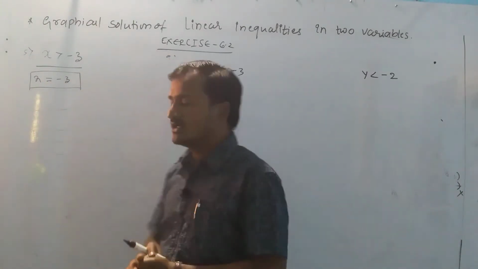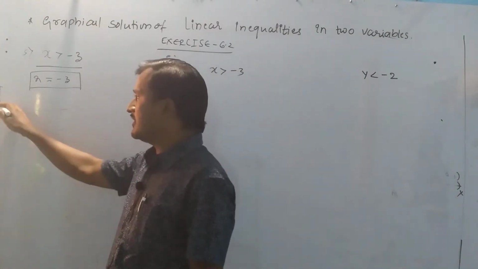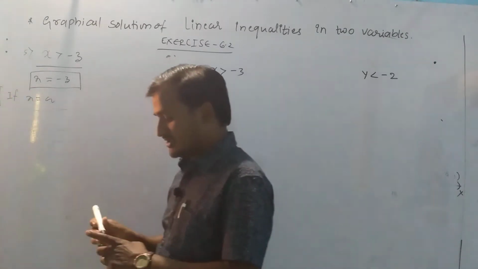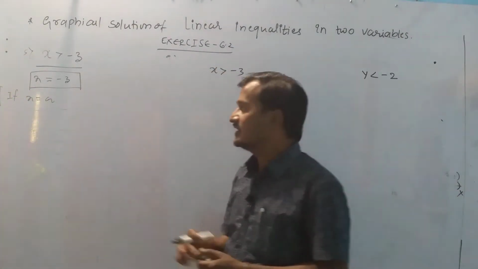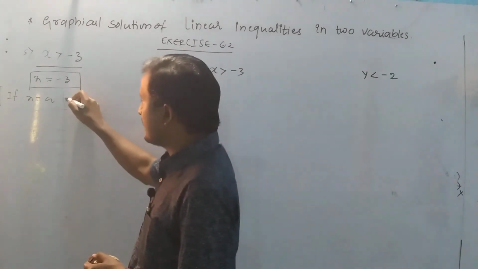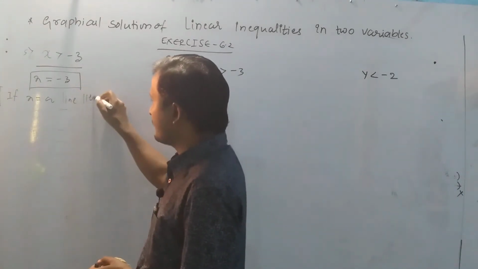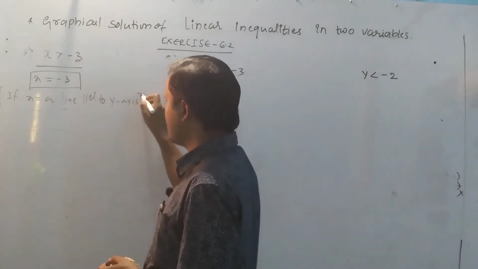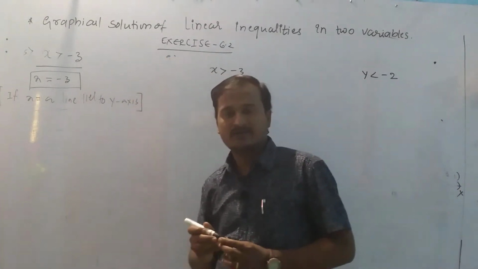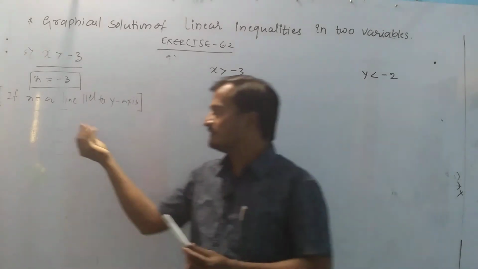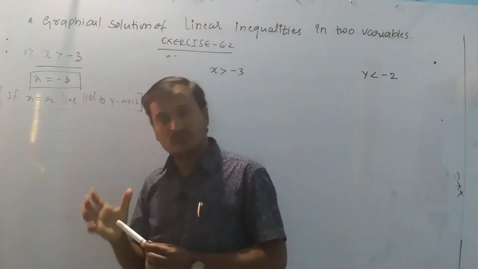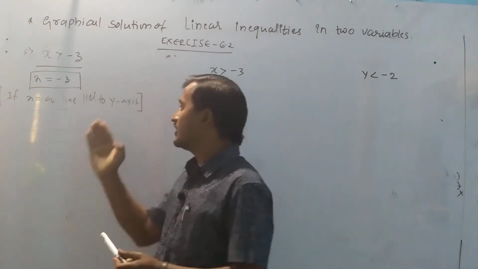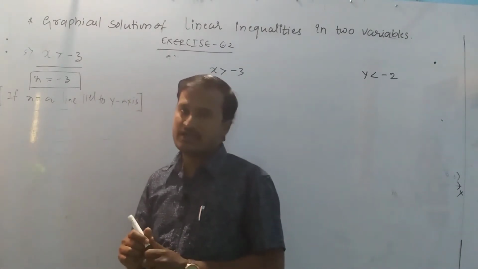Okay, right. So here you should remember one point. If x equal to a is there, then it is a line parallel to y axis. You should remember this point. Any equation that is in the form of x equal to a is a straight line, and that line is always parallel to y axis.